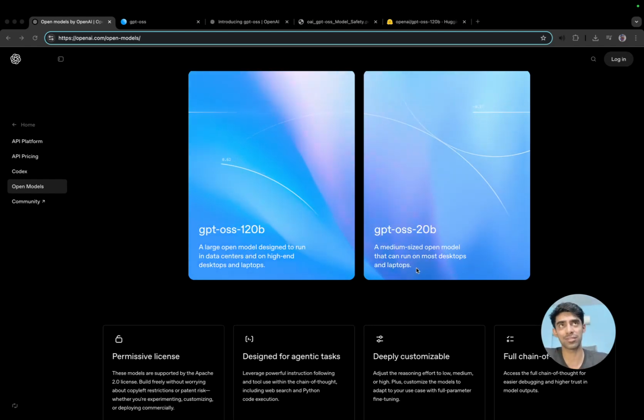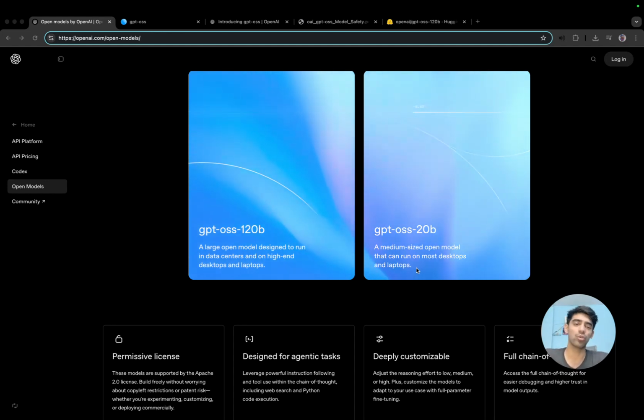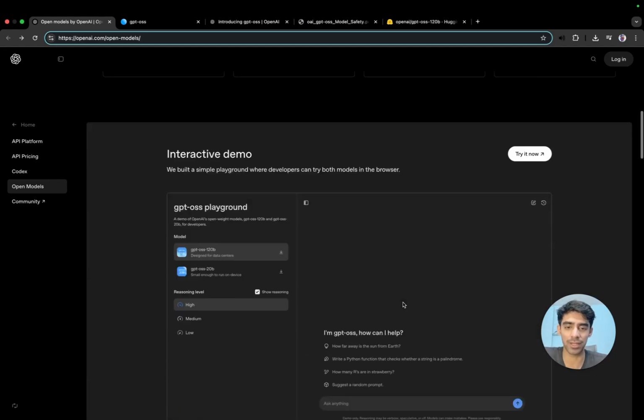Now they say this model can run on most desktops and laptops. I don't know which desktops and laptops they are talking about, because running a 20 billion model is not possible until you run it in a compressed way, for which you have so many applications available now. But if you ask me in general, obviously it's not possible, right?